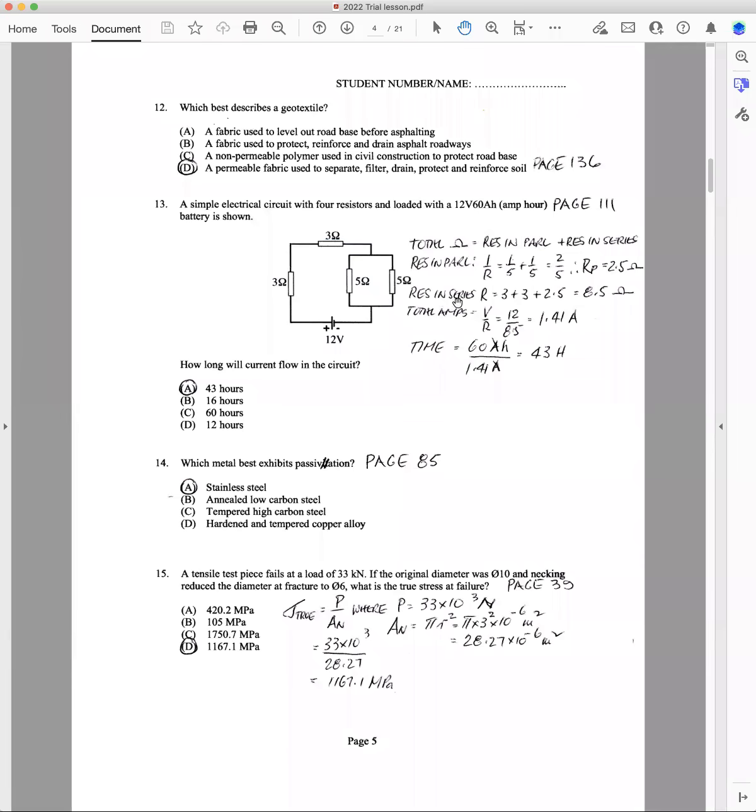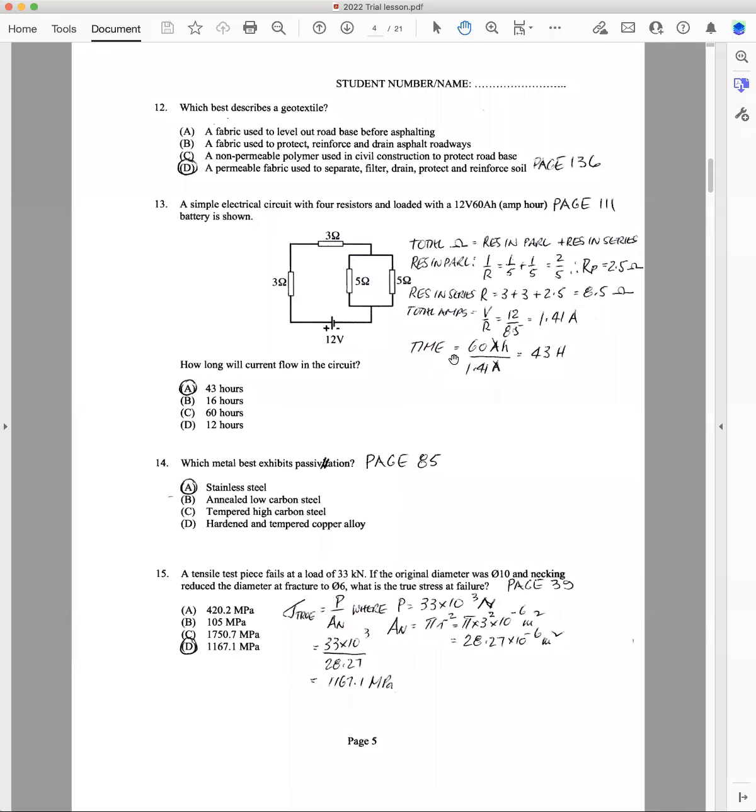And then the resistance in series is just the addition of all the resistors, 3 plus 3 plus 2.5, so that gives you 8.5. Total amps is potential difference over resistance. So you've got 12 over 8.5. So you've got 1.41 amps flowing in the circuit.